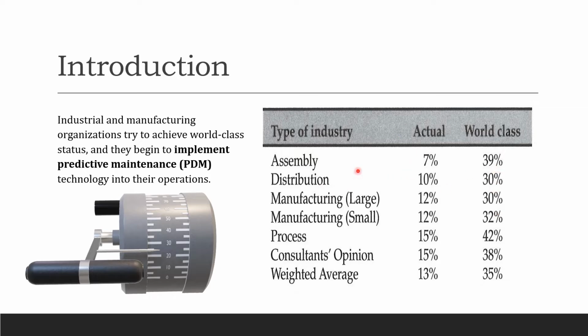Okay, so right now in North America, we've got only this much of a percentage compared to the world class. So we're looking at the type of industry: assembly, distribution, manufacturing, small and large, process, consultants, opinion, and weighted average.